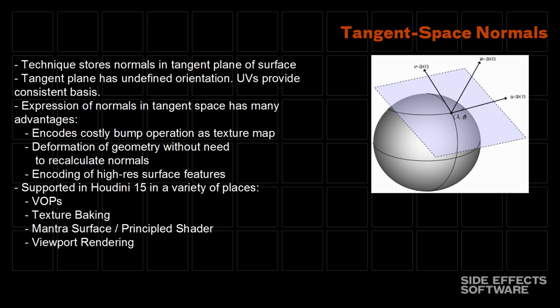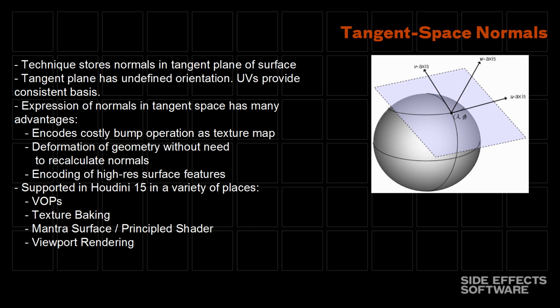The tangent plane, as we look at it, you can see it on the right-hand side depicted there. That is a tangent plane in terms of the normal. Now, the tangent plane can rotate about the normal, and so it's undefined in terms of its orientation. So what we do is we take the UVs and the UV derivatives, and those provide the consistent basis. Okay, so our tangent plane always flows along the UV direction.